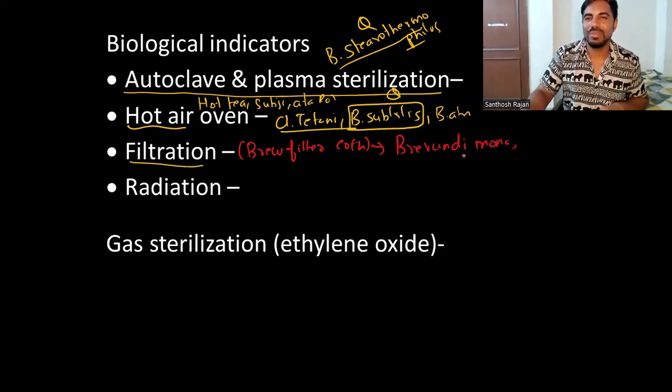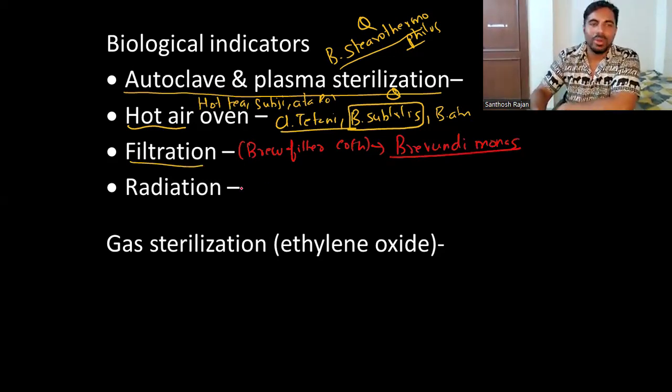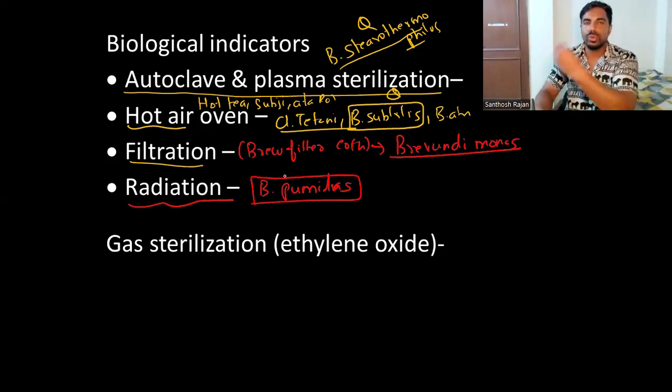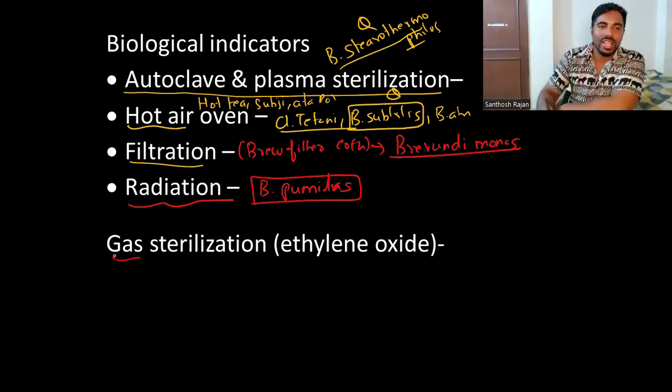The best indicator for filtration, you should know. And what about radiation? Radiation, you know that, right? Which is best now? It's Bacillus pumilus. Nowadays, Puma shoes. P-U-M-I-L-U-S, pumilus. So nowadays, Puma shoe radiates. That's it.